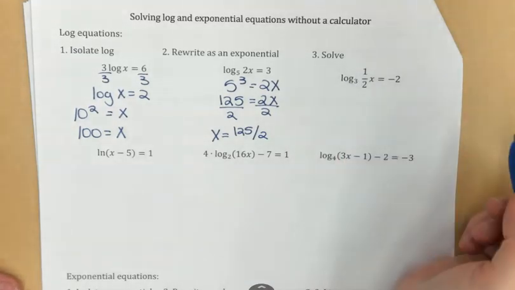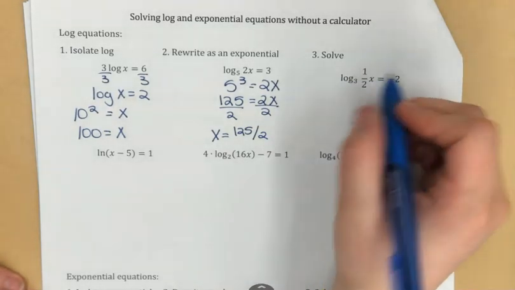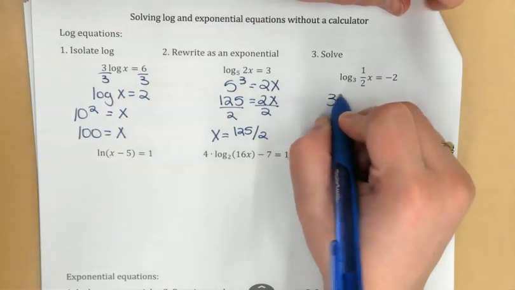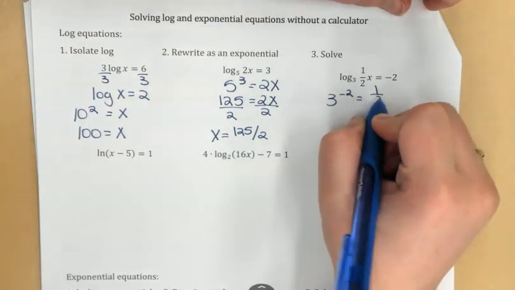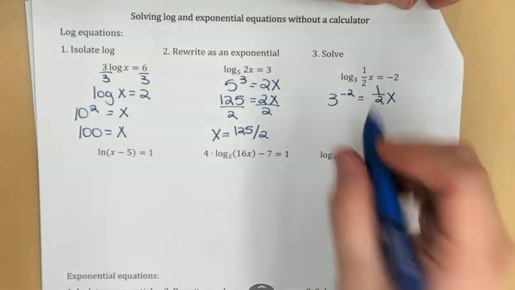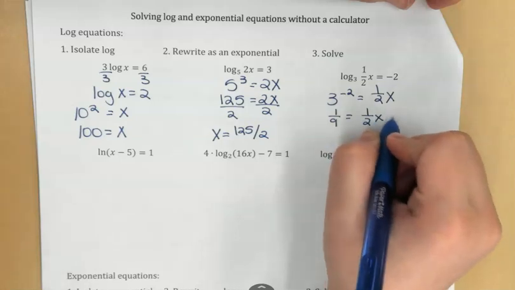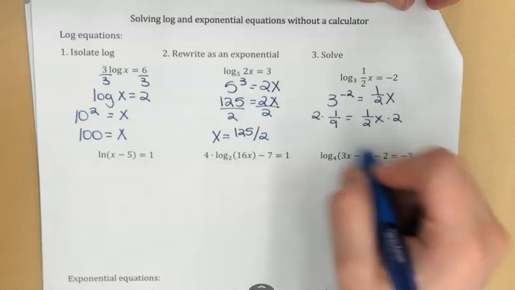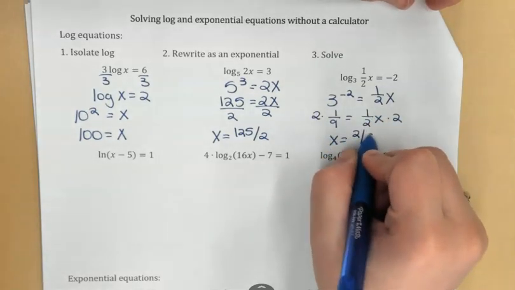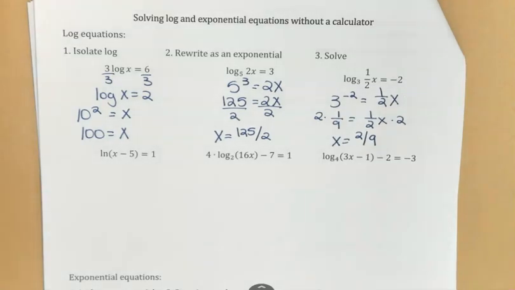On the next one, again, my log is by itself, so as an exponential, this would be 3 to the negative 2 equals 1/2 x. 3 to the negative 2 is 1 over 9. The last thing I would need to do here is multiply both sides by 2, so again, I'm going to have a fraction and just leave that as 2 over 9.